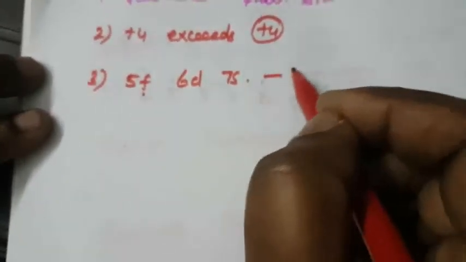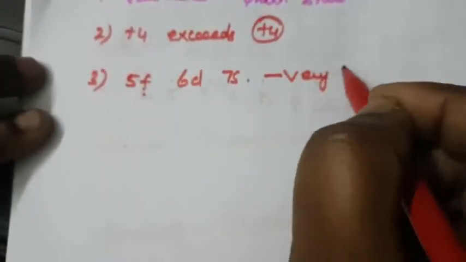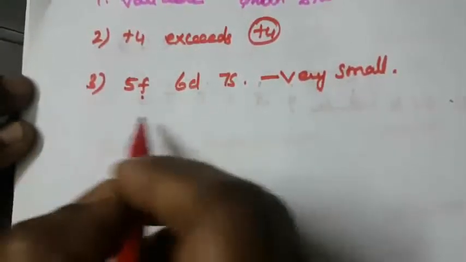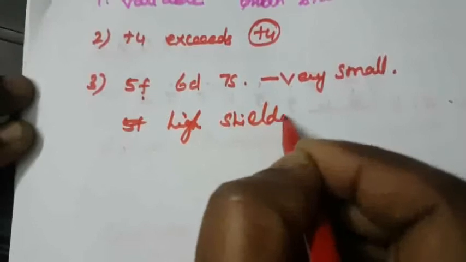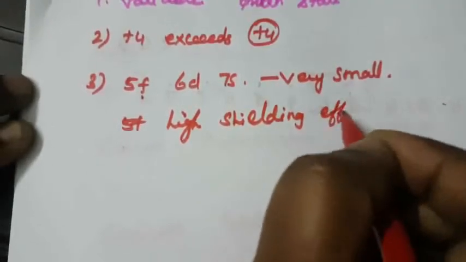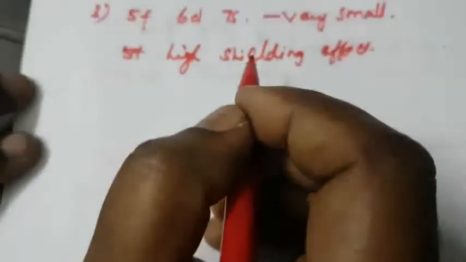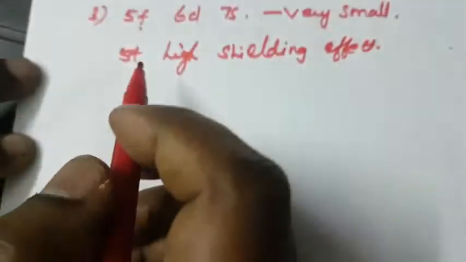So how is it explained? What is the reason? In the 5f, 6d, 7s orbitals, the energy gap between the 5f and 6d orbitals is very small. That is the reason the electrons occupy them, and also the 5f orbitals have a high shielding effect. Due to these properties, the oxidation state is variable.